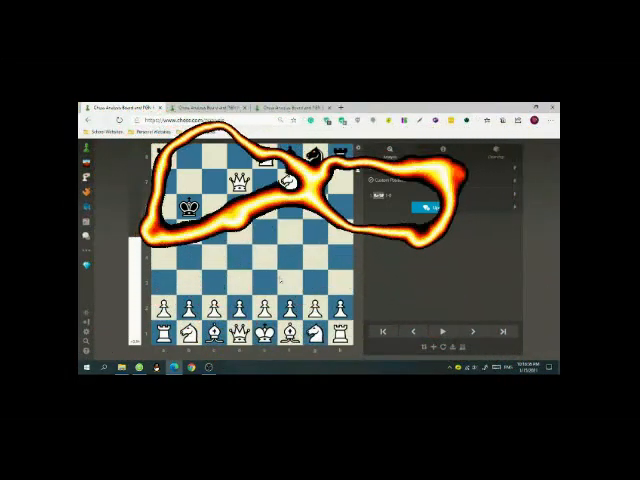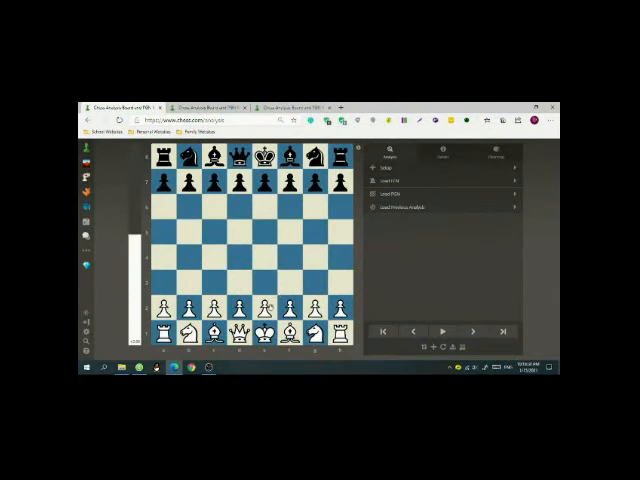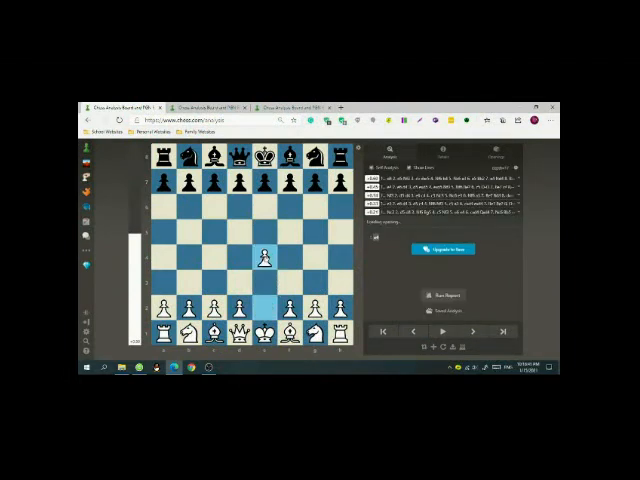The Sicilian defense happens when after white plays e4, black plays c5. Many strong players use this opening. For example, the number one player in the world, Magnus Carlsen from Norway, uses this opening.